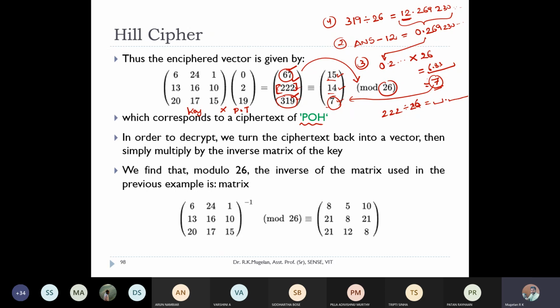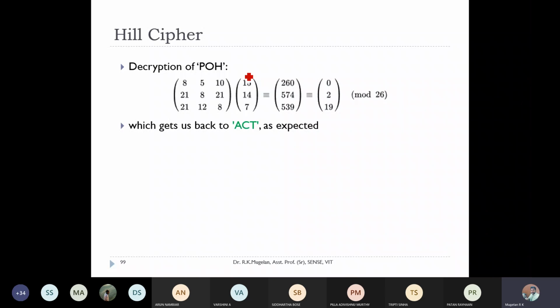Suppose in the examination, they provide you this encryption key and this cipher text, and ask you to find the decryption. Then you have to find the inverse of this matrix. This inverse will always lead to larger numbers, then you have to take modulo for that one. This is the inverse of this key matrix. If you multiply this inverse matrix with your cipher text, you'll get a larger number. Again, you take a modulo, and you'll get your plain text back.